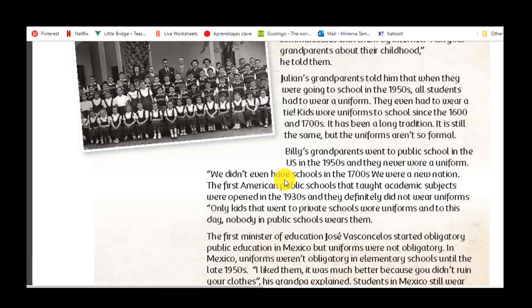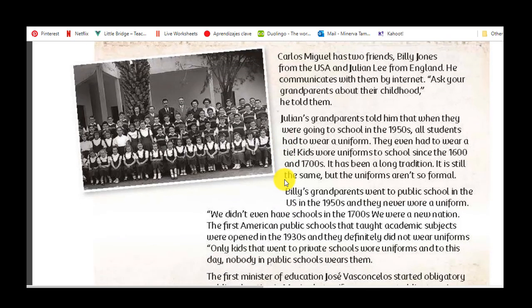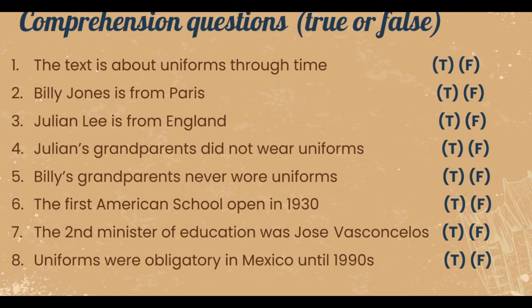Okay, now that we read the text, let's make the exercise. Okay, so here are some comprehension, well, not questions, but statements. Okay, so comprehension statements of true or false. Okay, no tienes que escribir esto en tu notebook, puedes tomar un screenshot y puedes simplemente marcar si es true or false cada enunciado. Number 1. The text is about uniforms through time. Is this true or false?